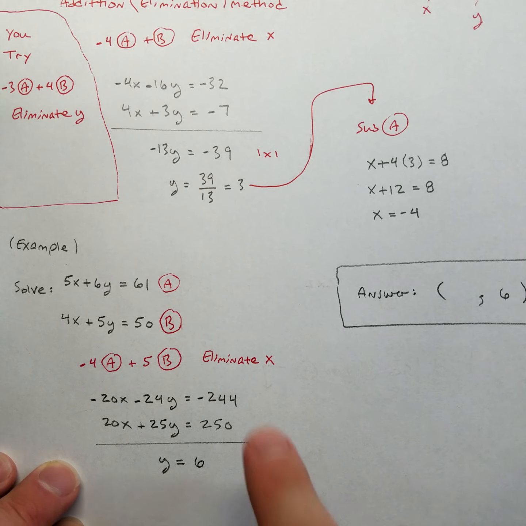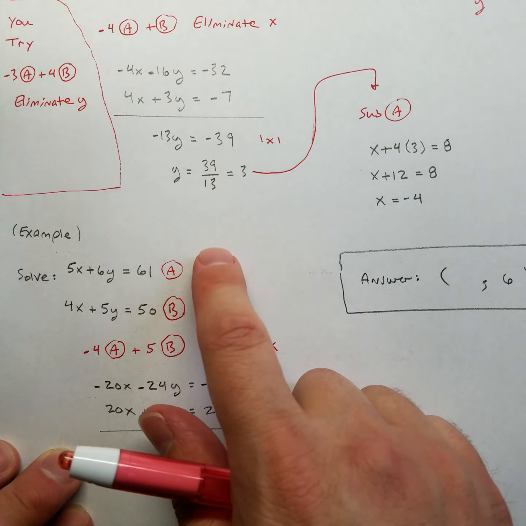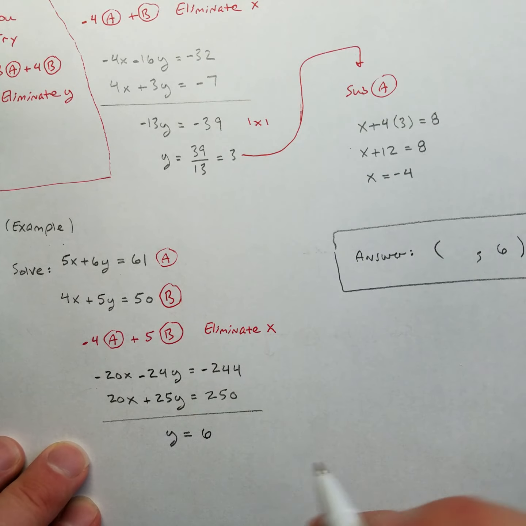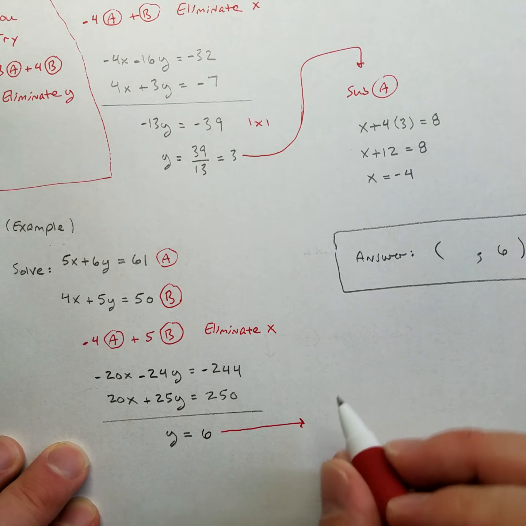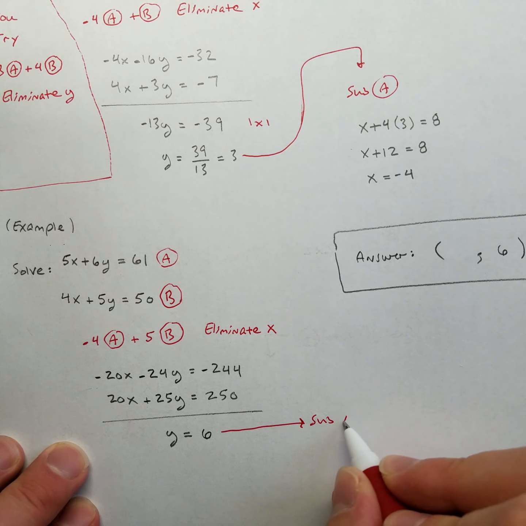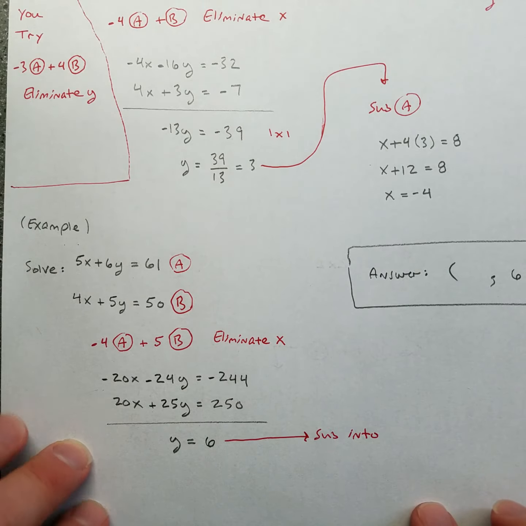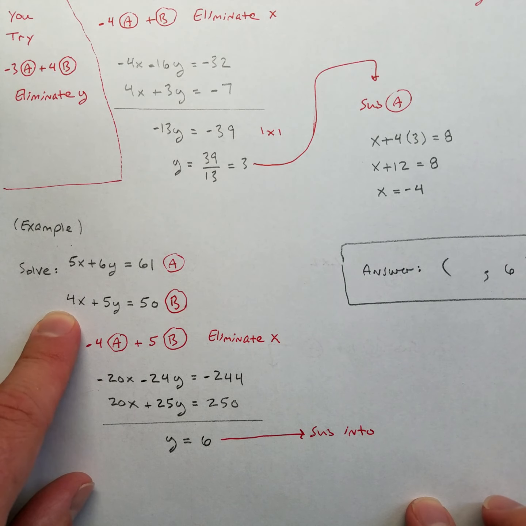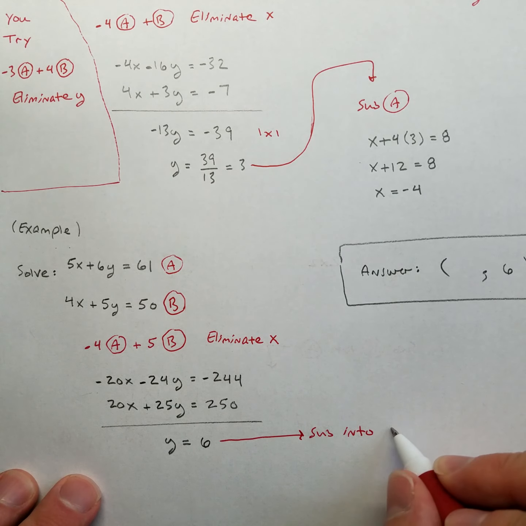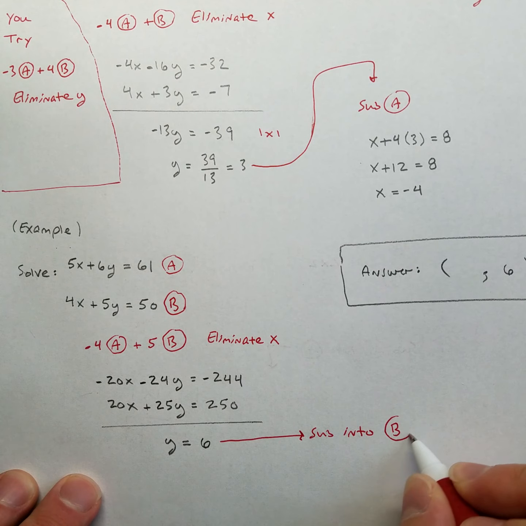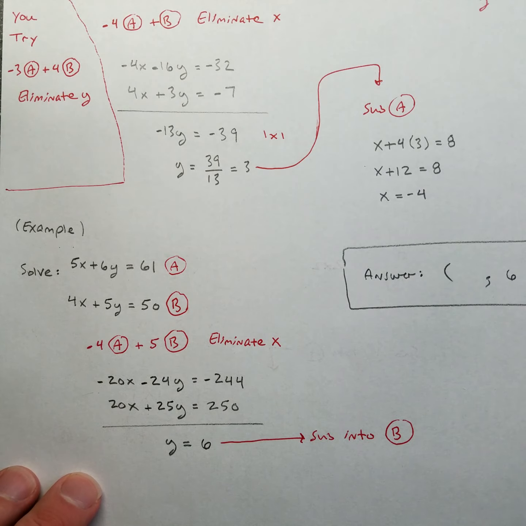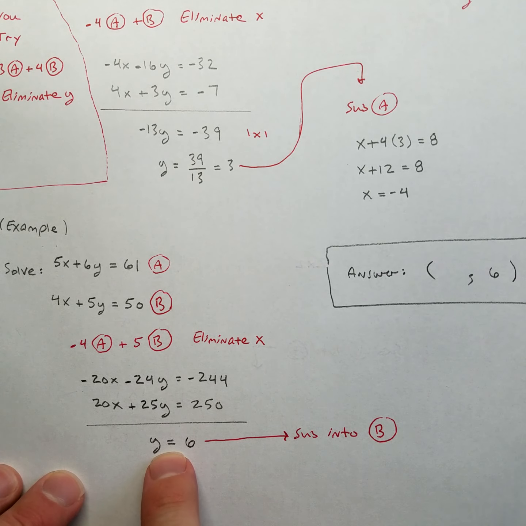I don't think it's drastically easier to use one over the other. So how about this? I'm going to put it into, I guess maybe B would be a little easier. You got 4x instead of 5x. So let's say I'm going to sub into B. And what's it going to look like if you use the fact that y is supposed to be 6 and you put that into B?